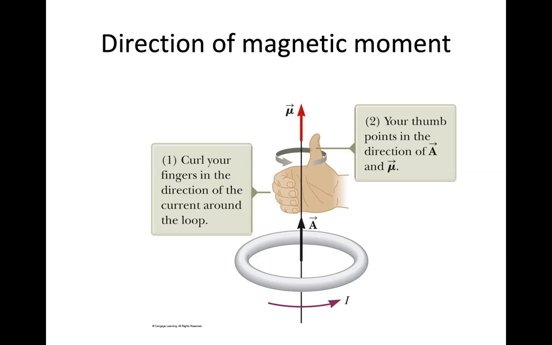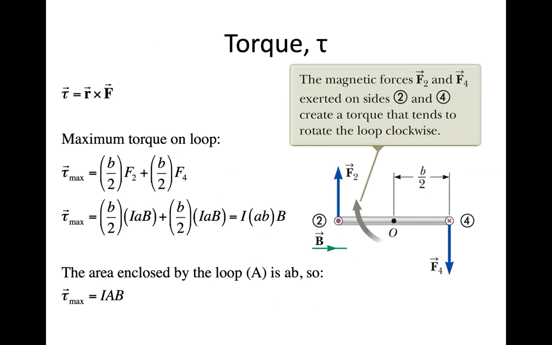If we reverse the direction of the current, then you've got to curl your fingers clockwise, and your thumb will point down. And it naturally wants to line up with the magnetic field. That's what it wants to do. So when we talk about which way our loop is going to rotate, it's going to rotate in a way that it's trying to line up with the magnetic field.